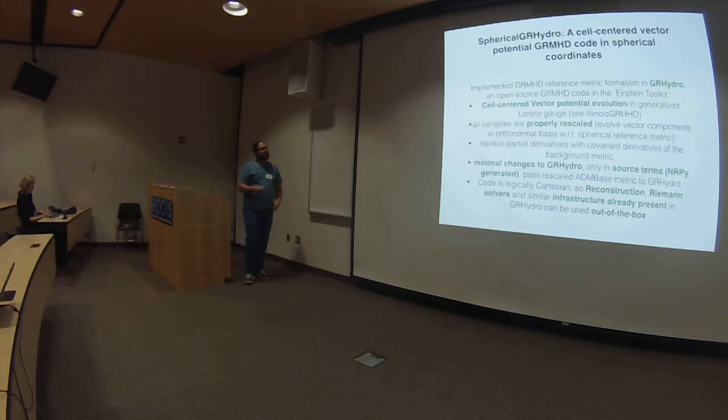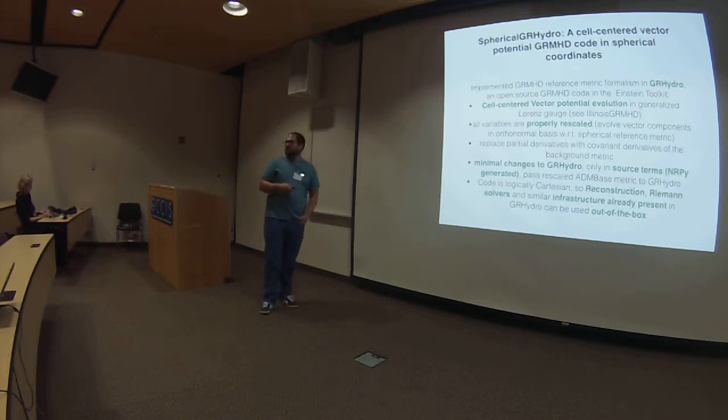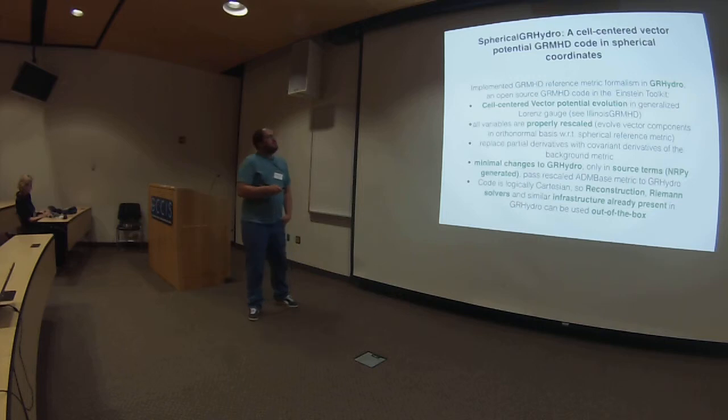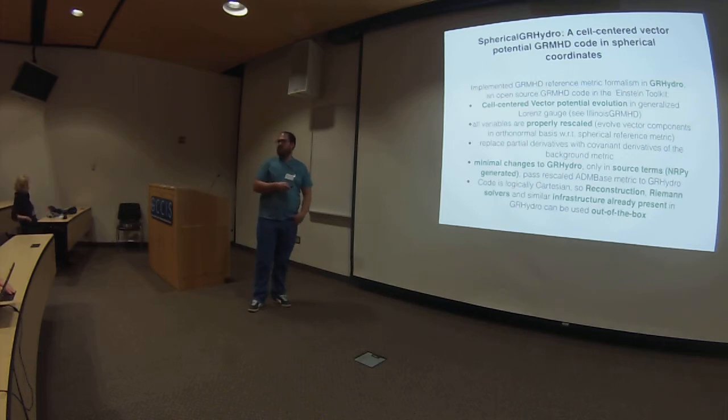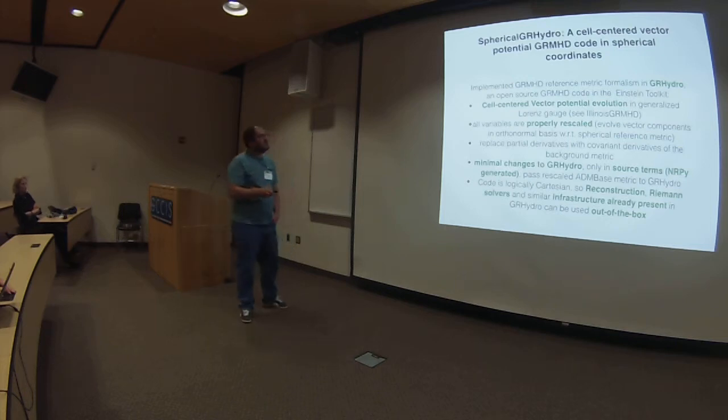And here's the overview of what we've done. We implemented the GRMHD reference metric formalism in GRHydro, which is one of the two publicly available GRMHD codes already in the toolkit. We used the cell-centered vector potential evolution in the generalized Lorenz gauge, which is also done in the other GRMHD code and as well in WhiskyMHD. And all variables are properly rescaled, which basically means that we evolve vector components in the orthonormal basis with respect to the spherical reference metric.